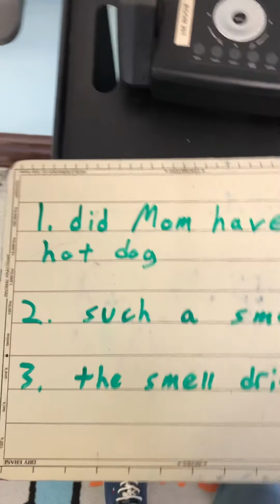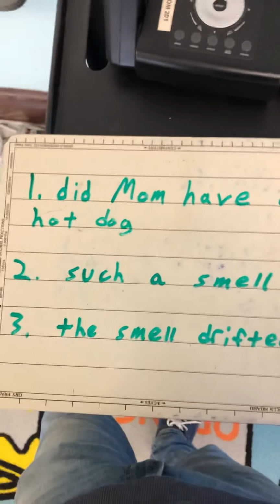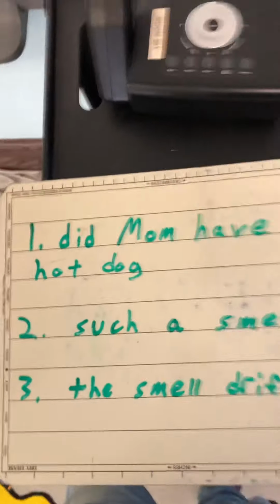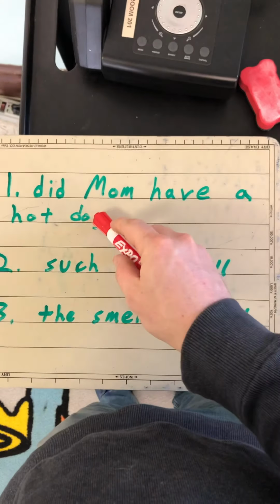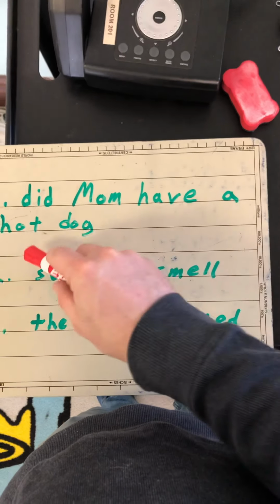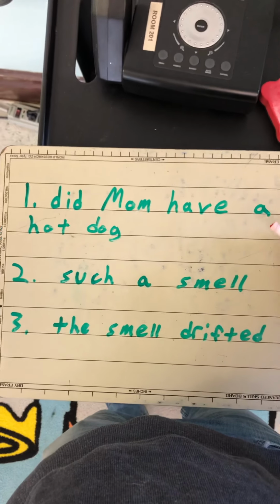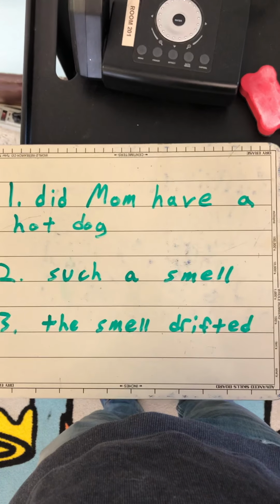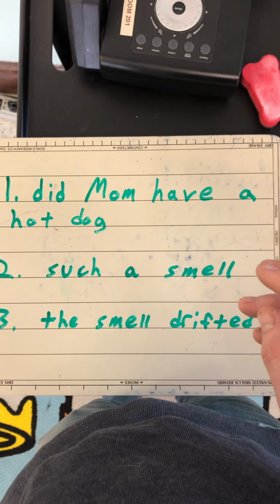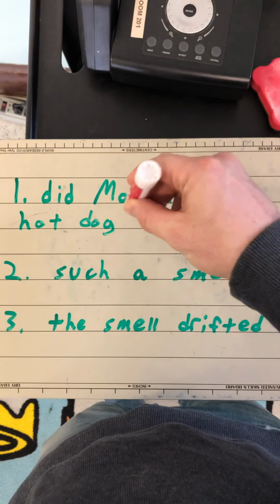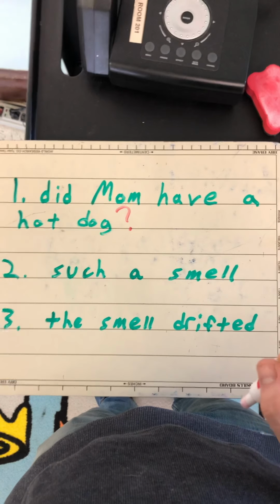We've talked a lot before about exclamation points, periods, question marks, and now we're going to make some edits. So this first one, and right now I wish I could turn this sideways, but I don't want to switch it up on you guys, so I'll hold it up a little higher. It says, did mom have a hot dog? Now, what is that punctuation we put at the end of this? Because it sounds like a question. So I'll give you a second. What goes at the end of the sentence? A question mark. That's right. A question mark. Okay.